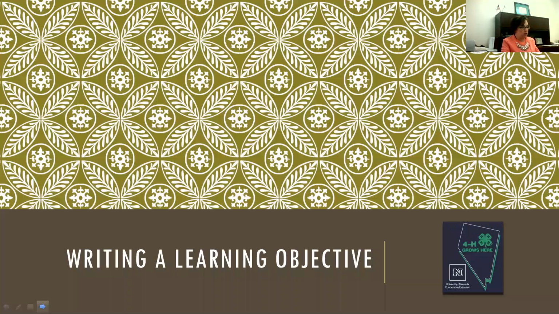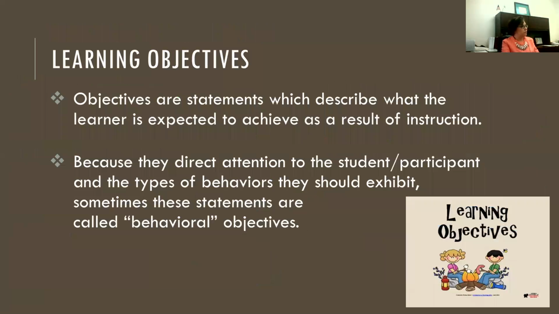So how do you write a learning objective? You might hear other terms for that, things like learning objectives, outcomes, terminal objectives, educational objectives, performance objectives, aims, competencies, etc. But we kind of mean the same thing. So these are really statements that describe what you expect the learner to achieve from the instruction.